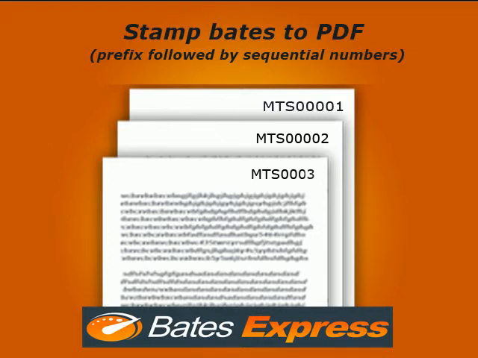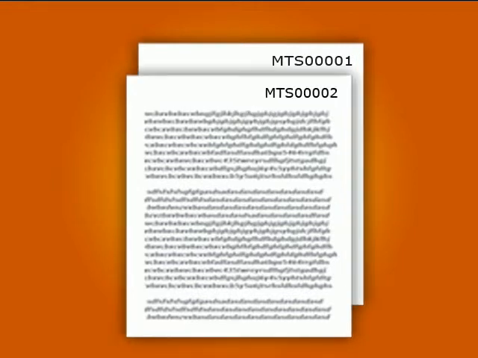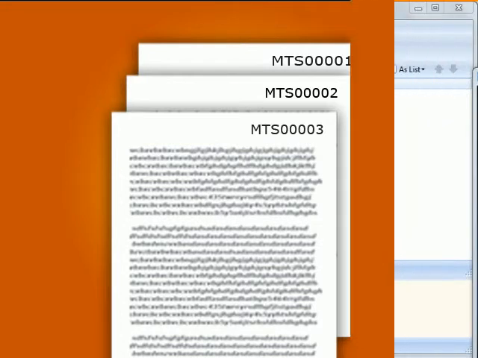Helen asks how to stamp Bates to PDF with a prefix followed by sequential numbers, such as MTS00001, MTS00002, etc., on top of each page.